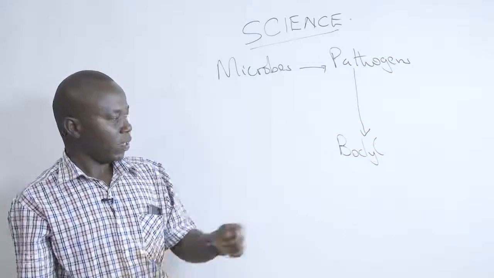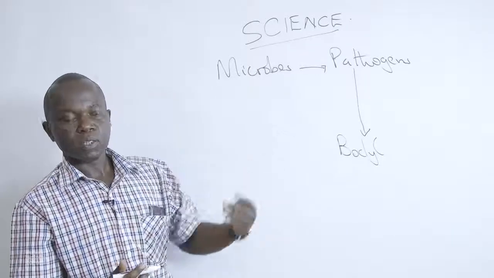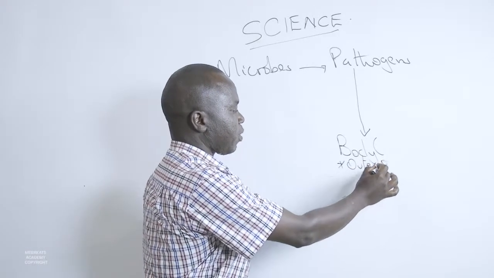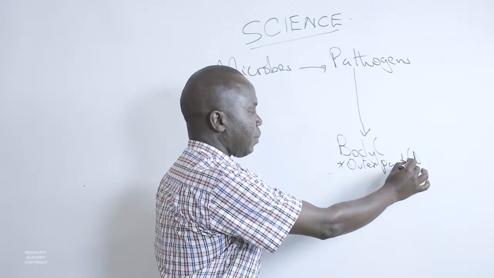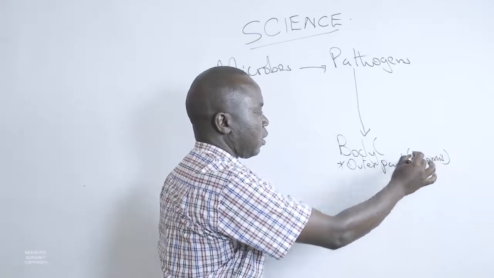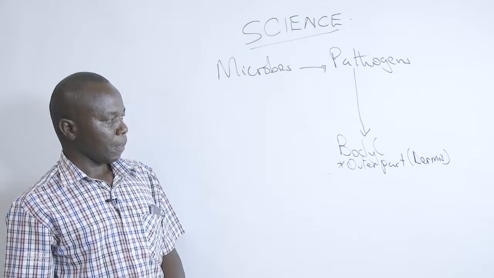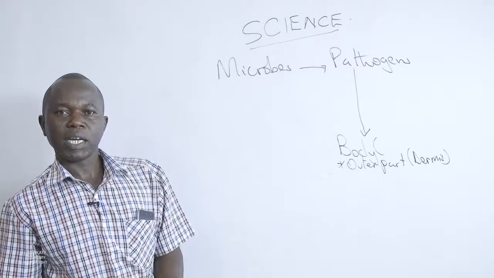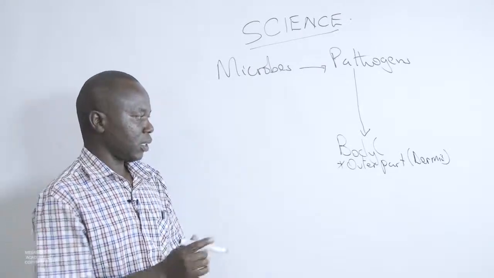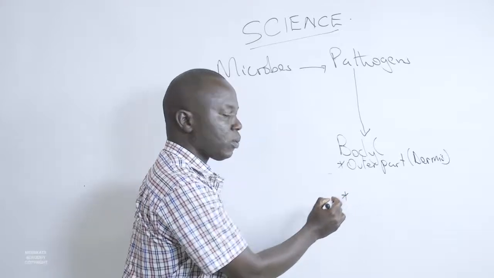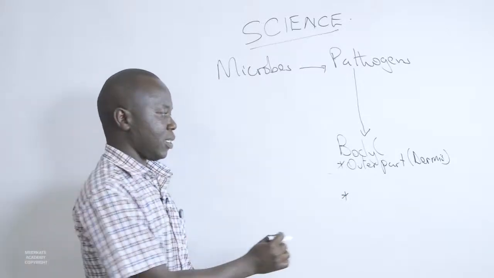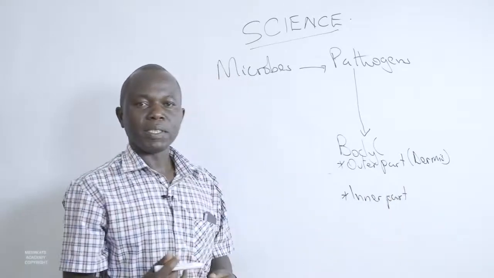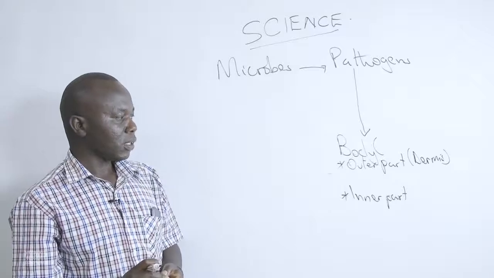So we have different parts of the body where the pathogen will encounter the body. It could be the outer part of the body, which is the dermis or the skin. Now, exposure of the body just to pathogens on the outer parts, most of the time does not cause diseases unless it gets into the inner parts of the body. Inner part of the body means, for instance, the circulatory system.